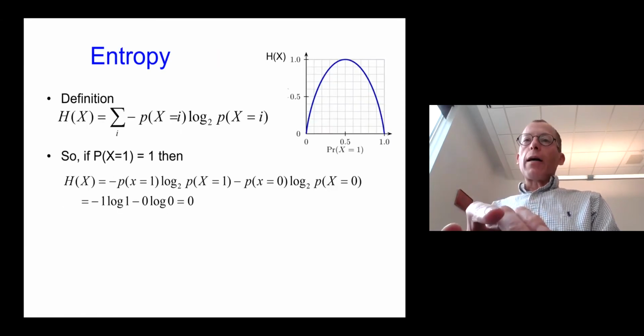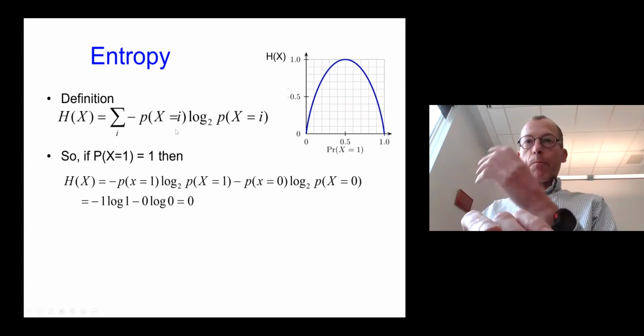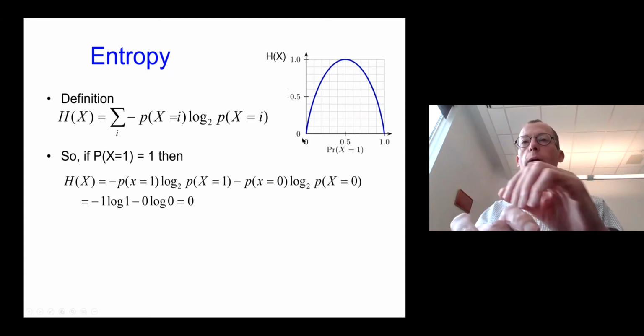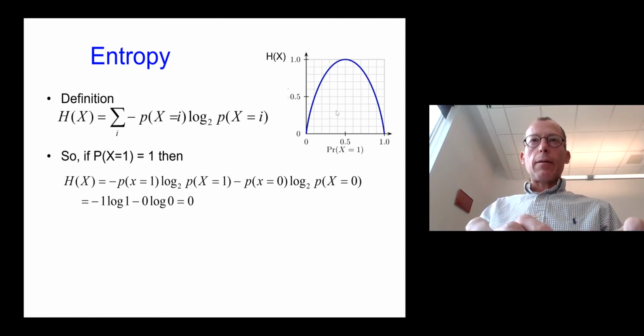So let's see how this looks for a binary variable. This is the entropy, and this is the probability that X equals 1.